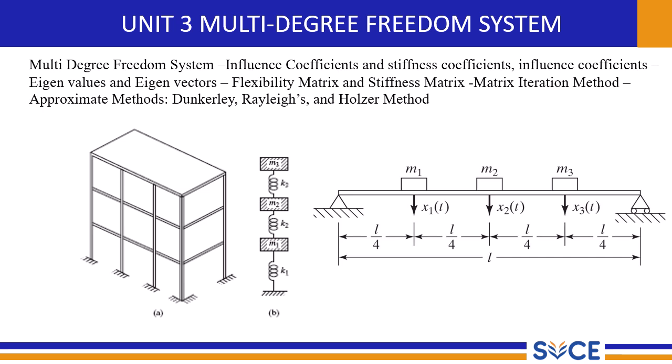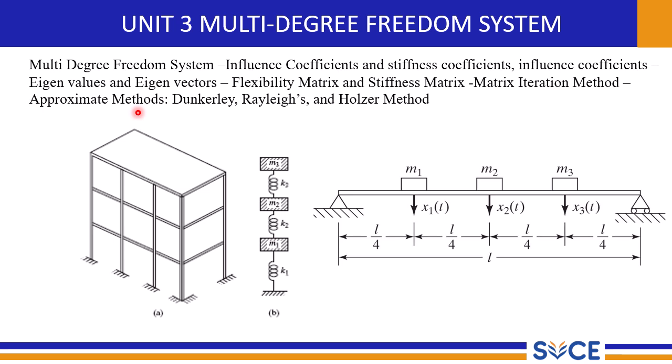In Unit 3, we will extend our understanding to systems with multiple degrees of freedom. Building upon the concept of single and 2 degree of freedom systems, we will now explore systems where the motion requires more than 2 independent coordinates to describe. These types of systems are much more representative of real-world engineering structures and machines.